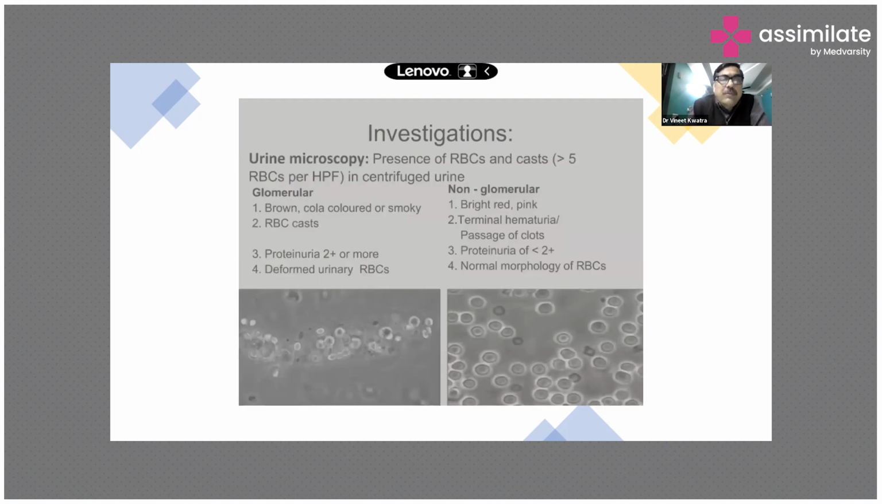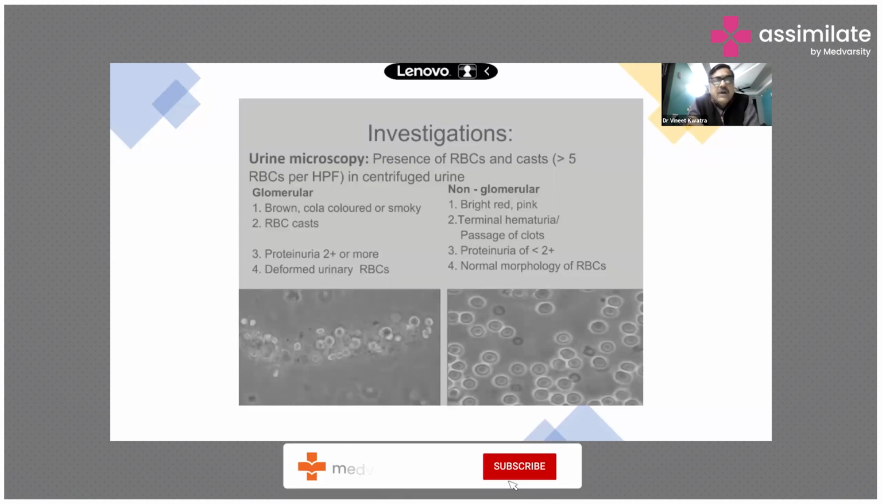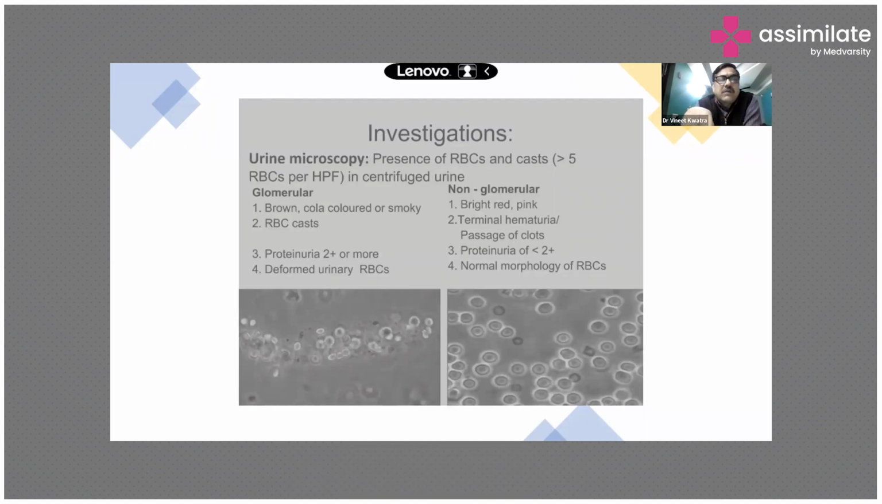Then urine microscopy, we have to check that. Urine microscopic examination: the most important finding is the presence of RBCs and casts. More than 5 RBCs per HPF in centrifuged urine defines hematuria. I have already discussed this, but I'll still come to that point.